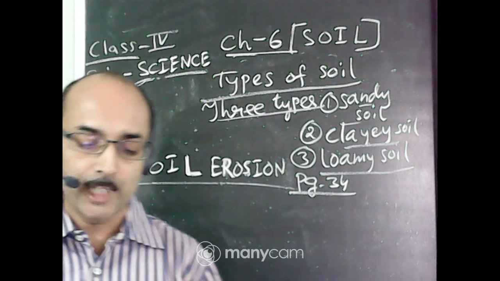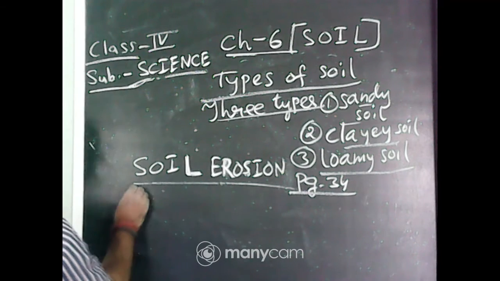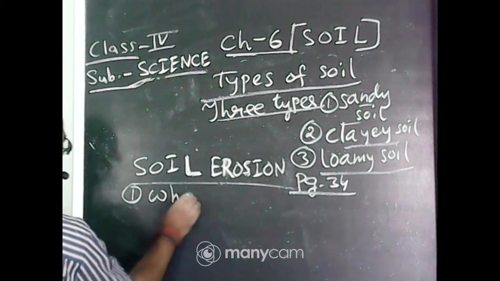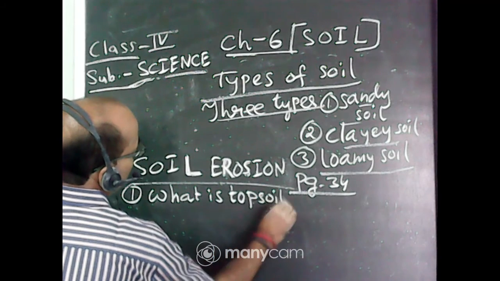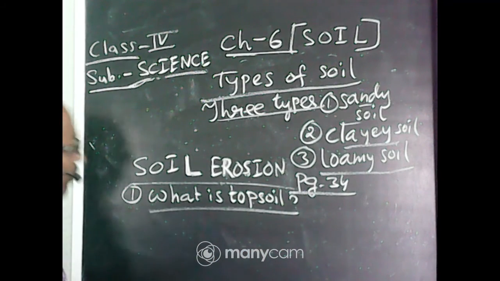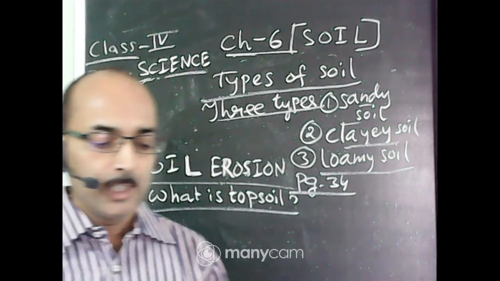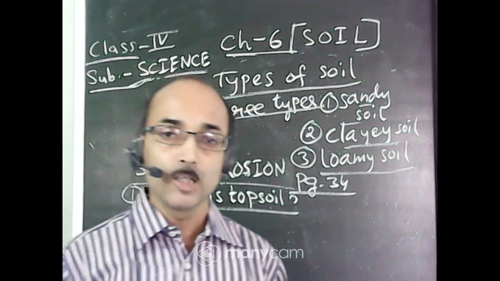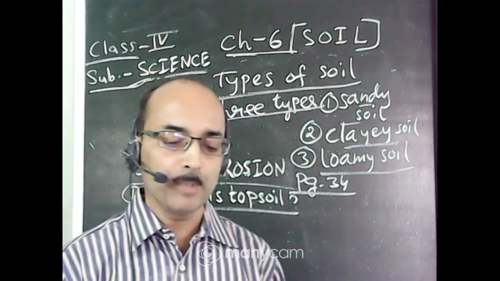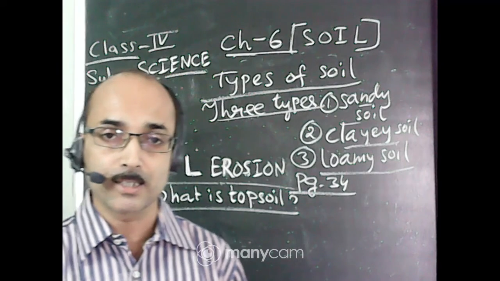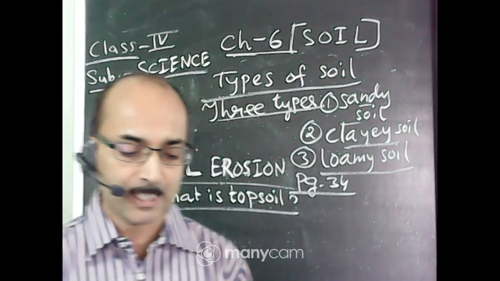The topmost layer of the soil is called topsoil. What is topsoil? The topmost layer of the soil is called topsoil. It is the most fertile layer. It is best for farming because it is rich in humus. Humus is present there, so it is very good for the plants.